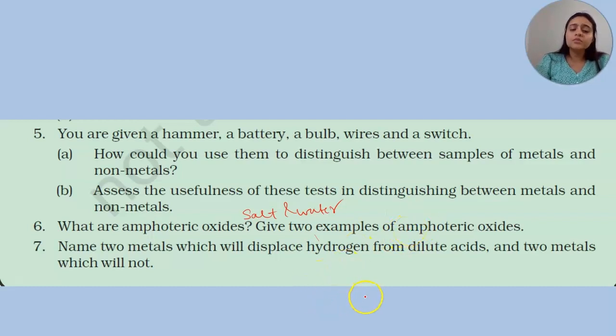Name two metals which will displace hydrogen from dilute acids and two metals which will not. So basically sodium and magnesium can displace the hydrogen, and copper and silver cannot. I am going to write it here.